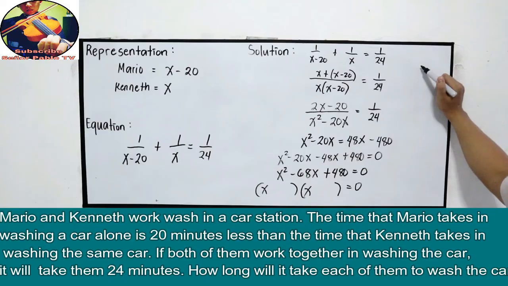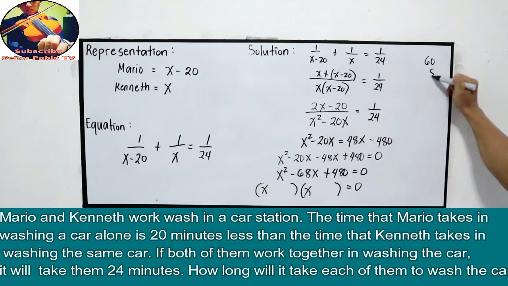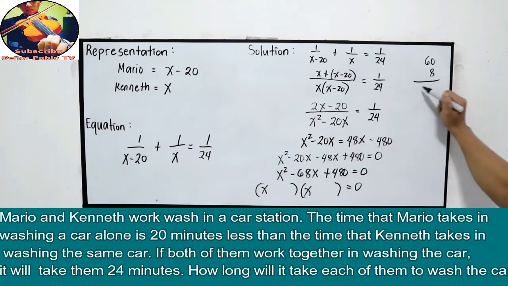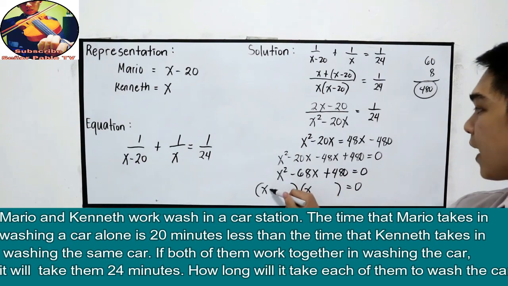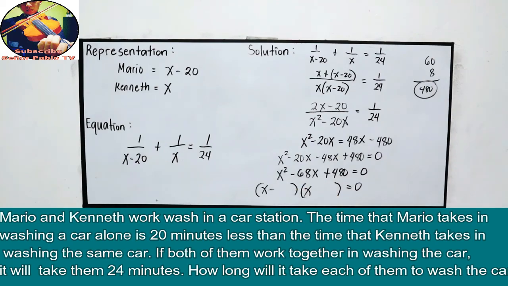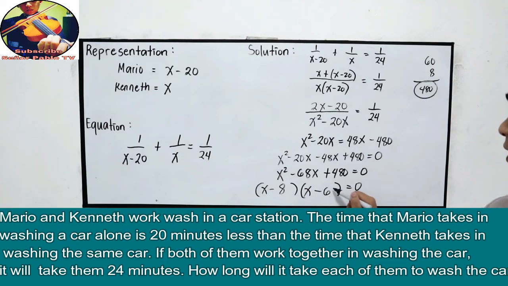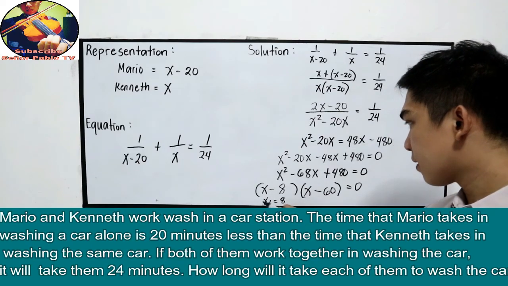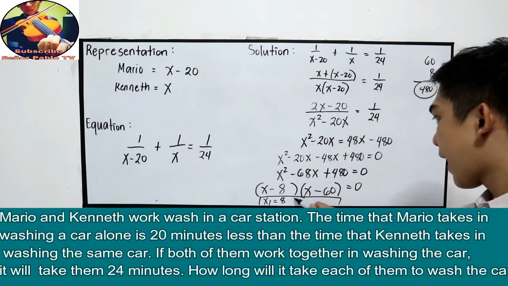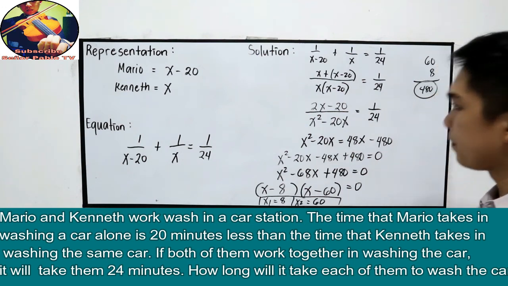Can we try 60 times 8? Tama ba? 6 times 8, 48. O, sakto, 480. So, negative 8 and negative 60. Yan. So, equate natin ngayon. Our x sub 1 is equal to 8, and x sub 2 is equal to 60.